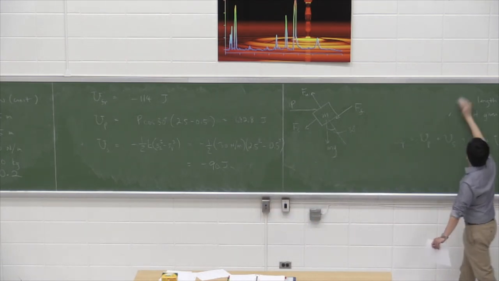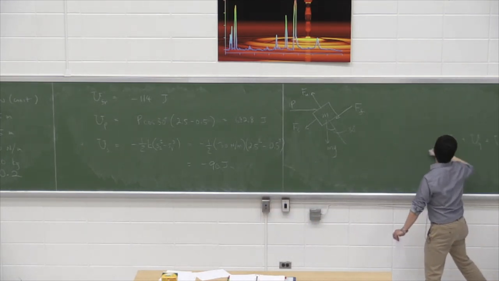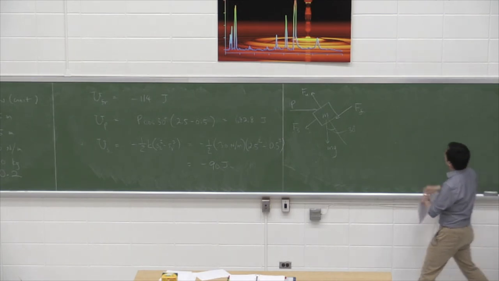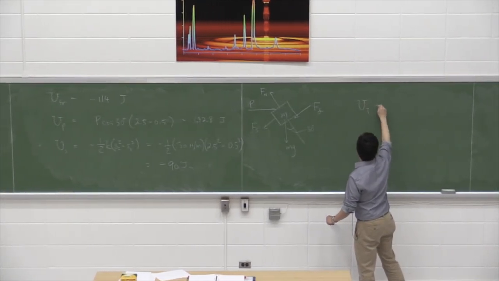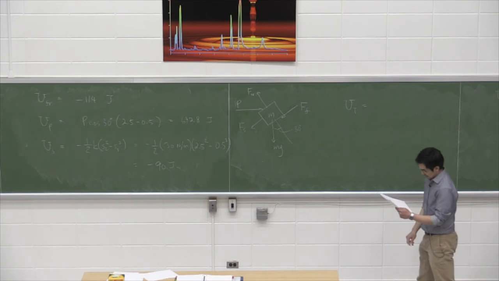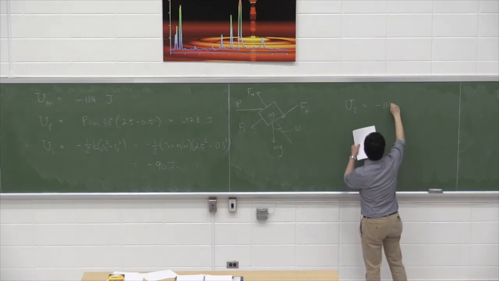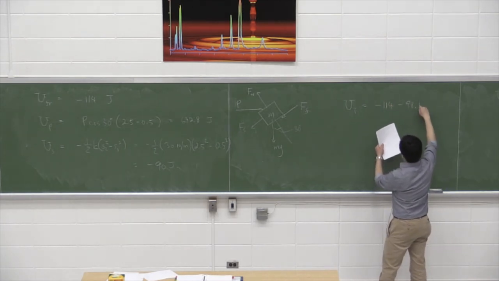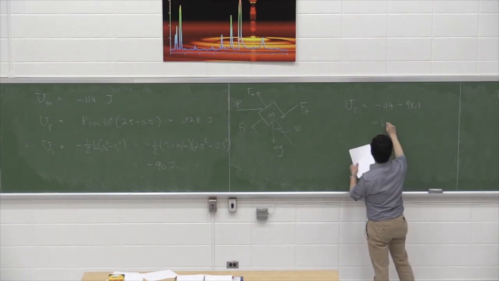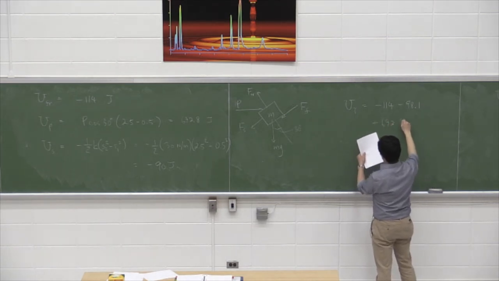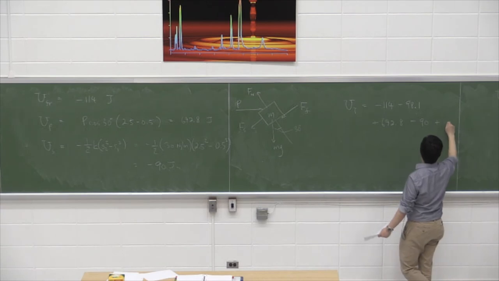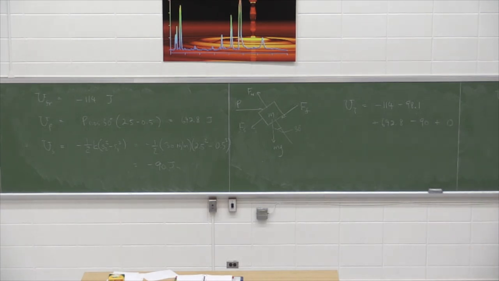So I'm going to add this all together. UT is equal to negative 114, negative 98.1, get them all right.